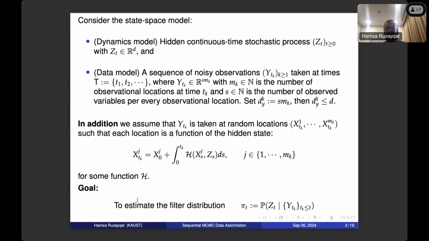And the goal is to find, or to estimate, the filter distribution. The filter distribution is the probability of the state at time t, given all the observations at the discrete time instances t_k up to time t.